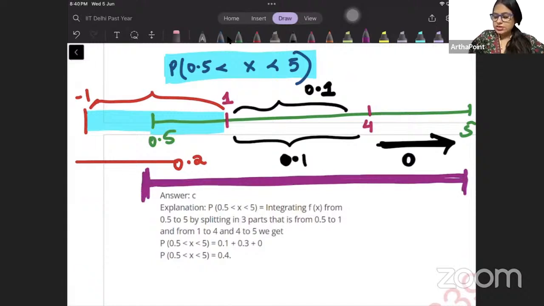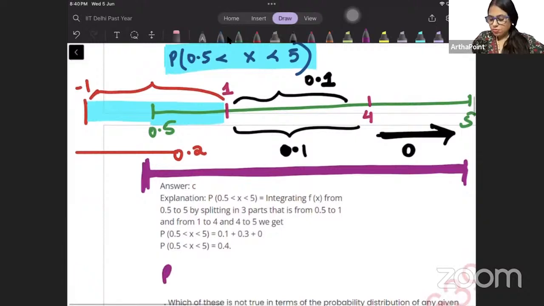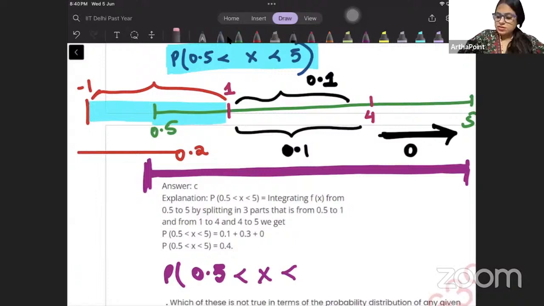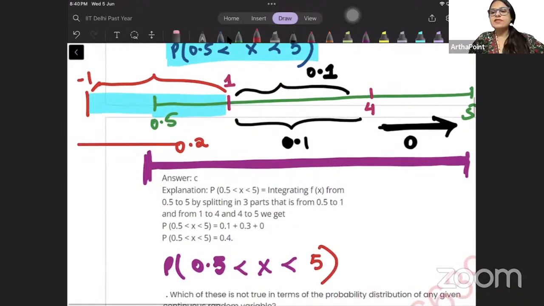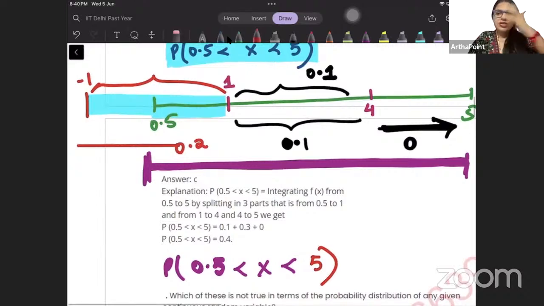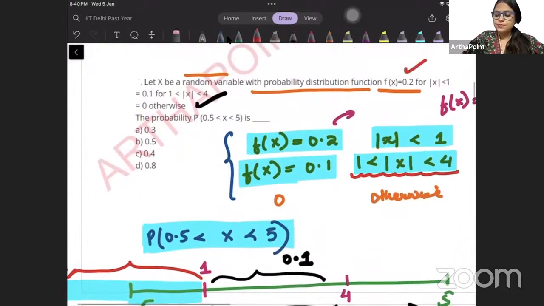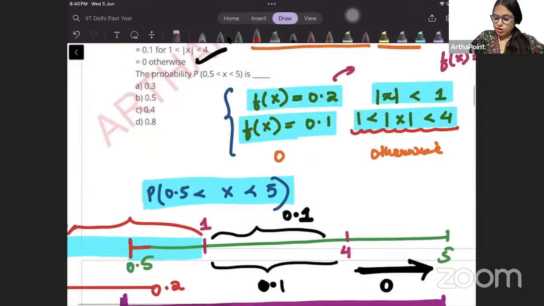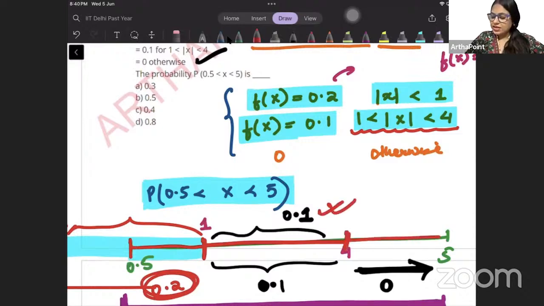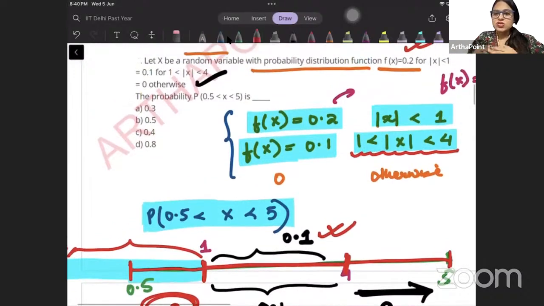I need to evaluate this part. What will happen when my probability is between 0.5 and 5? This is what I need to evaluate. So what we can simply do is add these probabilities together. Here I'm given 0.2 between 0.5 to this, I'm given 0.2, and here I am given that this stands for 0.1. And here I am given that this stands for 0. So this is how you need to first break this probability.